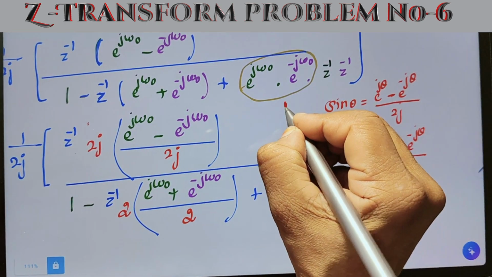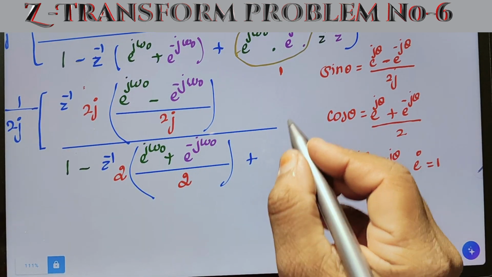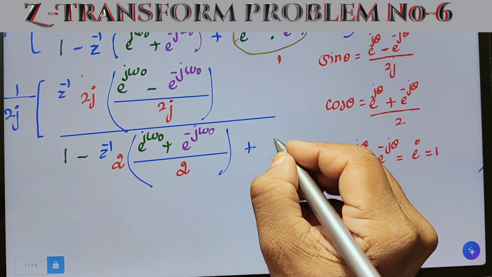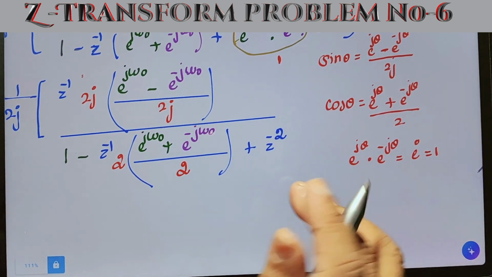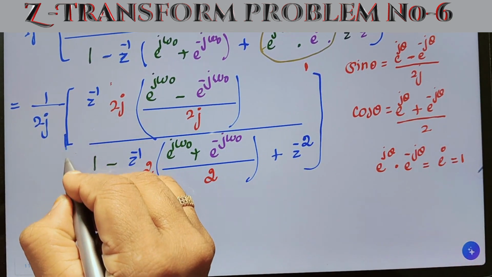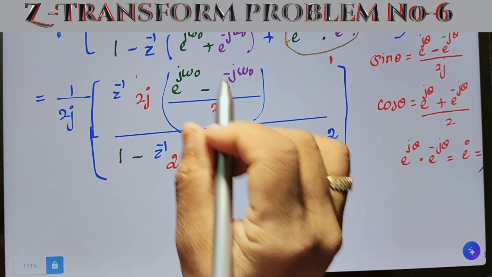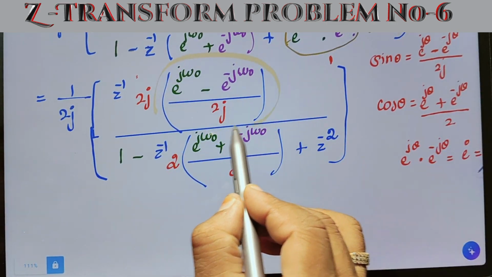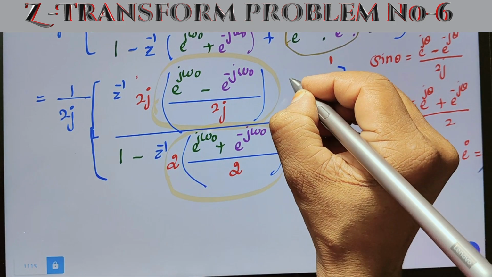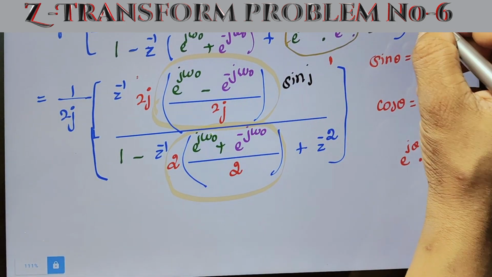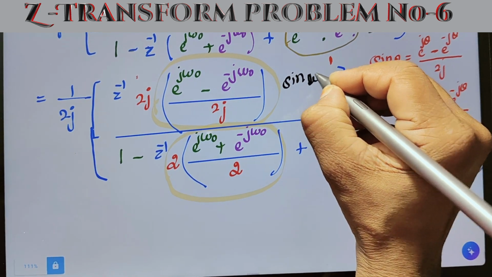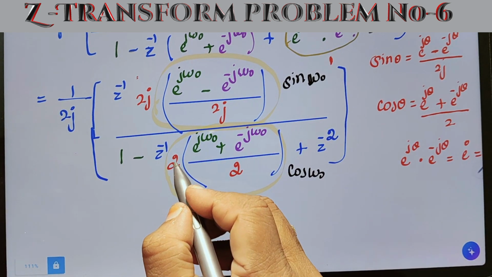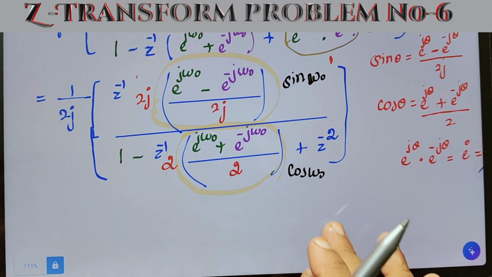So likewise the whole term to be 1, so here no need to write 1, and the base is the same, so add the power. Here z power minus 2, then close the bracket. For the next line, the whole term for this is sin omega naught, not j sin omega naught. Likewise here cos omega naught is not included in this term; this term is for cos omega naught.